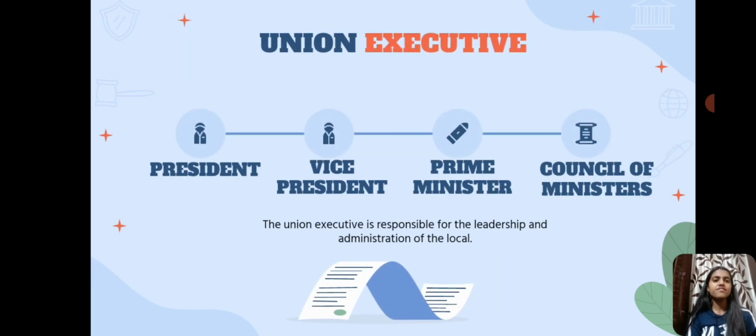Now we have the Union Executive. The Union Executive consists of the President, Vice President, the Prime Minister, and the Council of Ministers. The Union Executive is collectively responsible for the leadership and the administration of the local bodies.